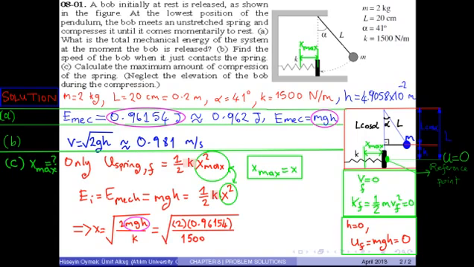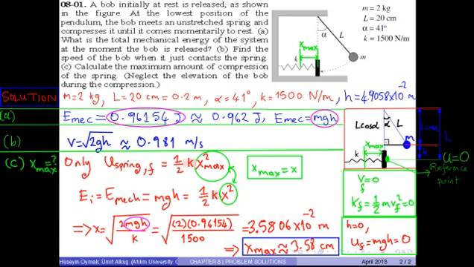Here, for simplicity, we can use the value of m times g times h as we have obtained in part A. Also, if you put the value of k into this equation as 1500 newtons per meter, with the result 3.5806 times 10 to the power minus 2 meters. Hence, the maximum amount of compression of the spring is approximately 3.58 centimeters.